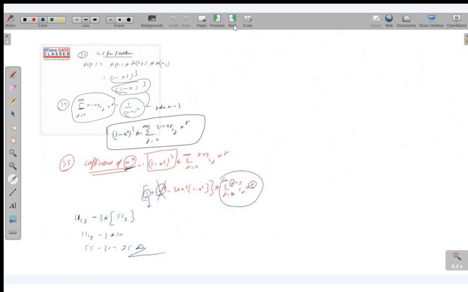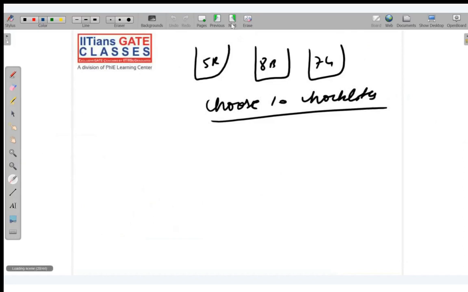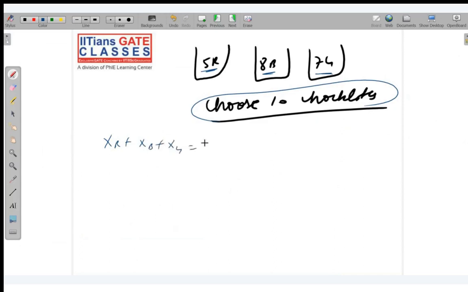Now let me solve another question, you will get more clarity. Slowly I will bypass the steps. The next question is this: 5 red chocolates, 8 blue chocolates, 7 green chocolates, and we want to choose 10 chocolates. What are the ways? First we write the equation: number of red chocolates plus number of blue chocolates plus number of green chocolates equals 10, such that x red is less than or equal to 5, x blue is less than or equal to 8, x green is less than or equal to 7.